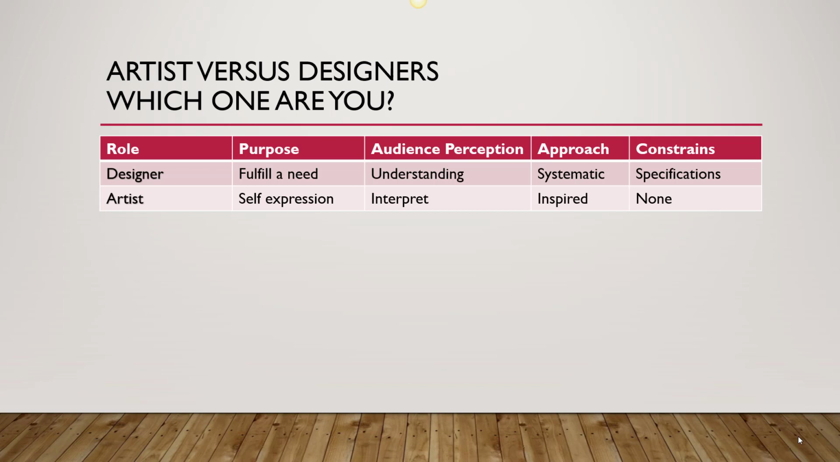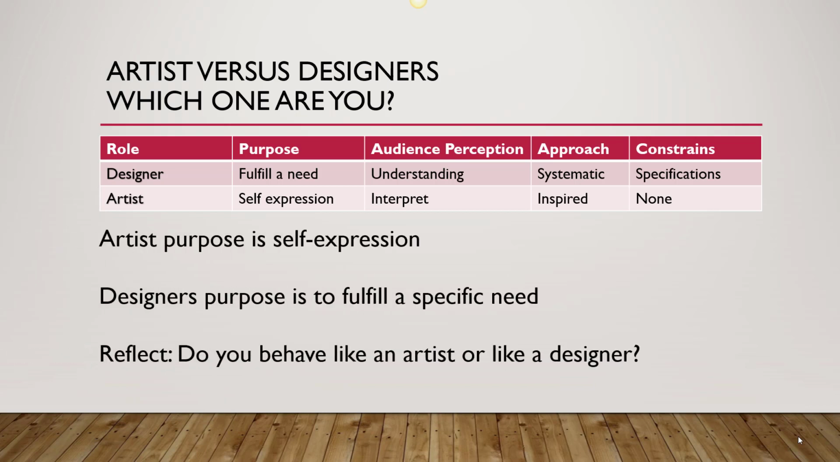So an artist can work whenever they're inspired. Some of them are very disciplined, and they might also follow their own system, but it's not required. Now, the constraints. For the artist, there are really no constraints except the ones that are self-imposed. A designer needs to follow specifications. So the point here again is the purpose. Self-expression for the artist, and for the designers, the purpose is to fulfill a specific need. They need to create a product that satisfies a need.